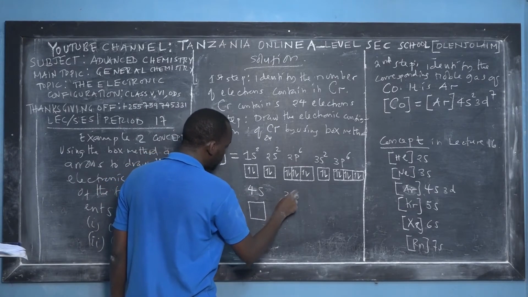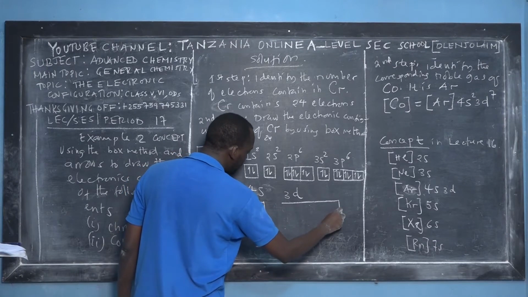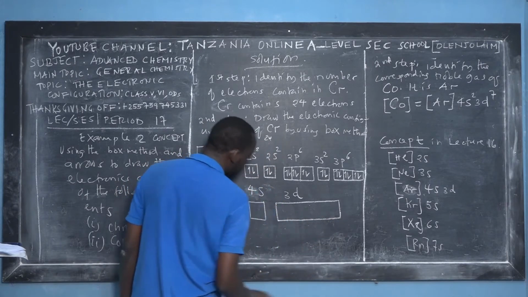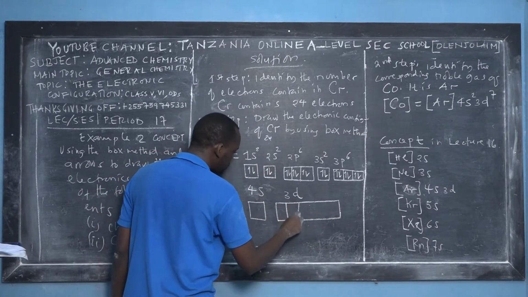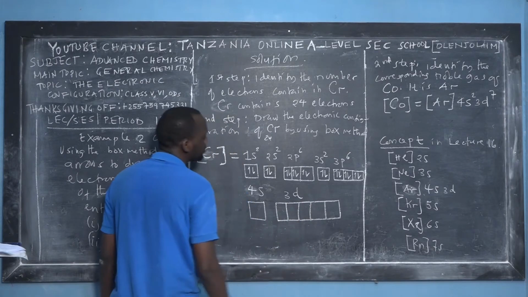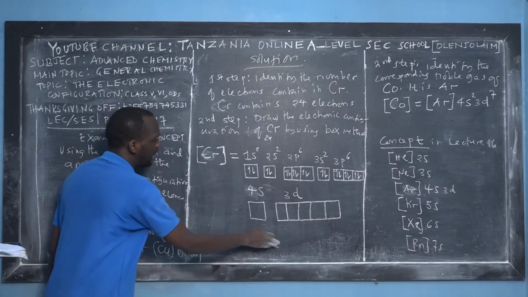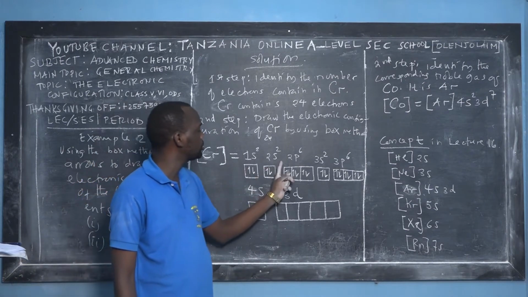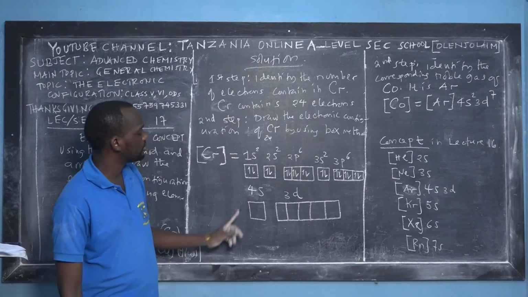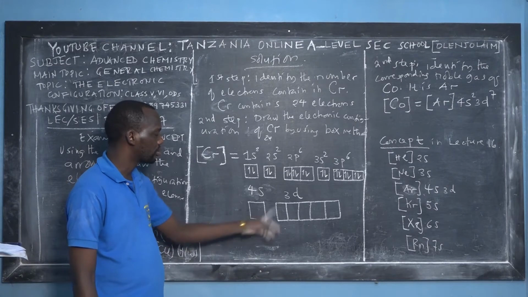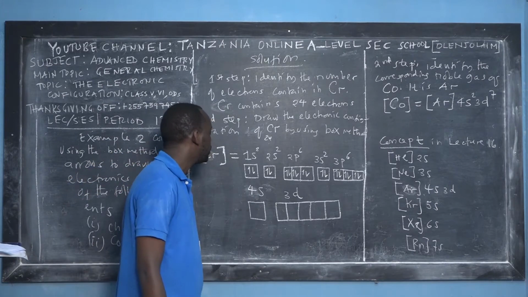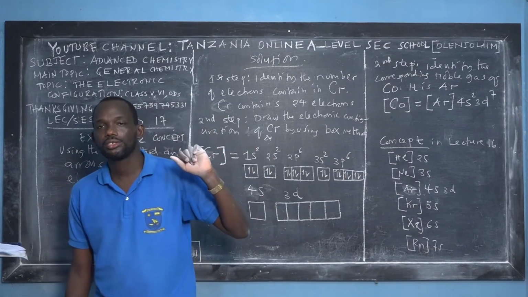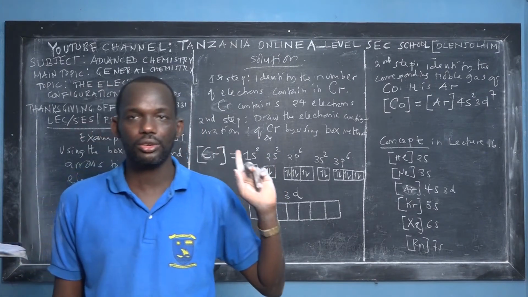Then we have the next sublevel, which is the 3d orbital. The 3d sub-energy level contains 5 orbitals. 1, 2, 3, 4, 5. The inner shells here are 1, 2, 3, and this is the valence shell, including the 3d. So the concept is that we fill 18 electrons in the inner shell. So 24 minus 18 remains with 6 electrons.